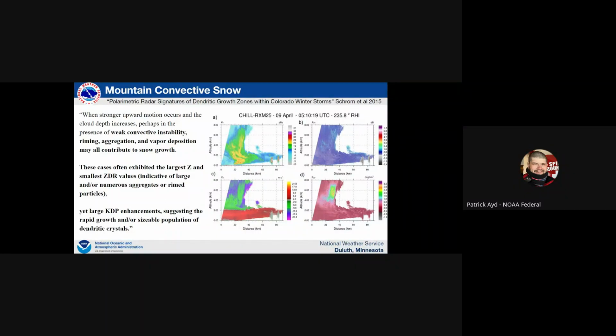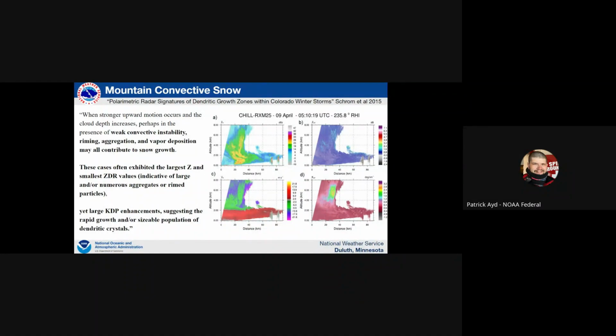So a mountain convective snow, same stuff applies everywhere, although one thing they found, and this is from Schramm et al. 2015, this is from the CHILL radar, and it is kind of like an RHI quasi-vertical profile. This is reflectivity in the upper left. Upper right is ZDR, and KDP is in the bottom right. So we see what is a rather impressive blob of much higher KDP in these convective snow showers, especially shown in their study area in the mountains. So in the presence of this convective instability, a lot's happening. We're growing snowflakes by riming, by aggregation, by vapor deposition. They're all contributing to this growth.